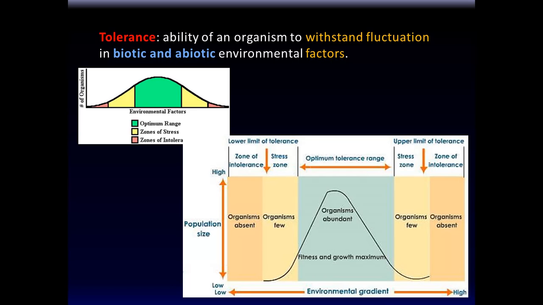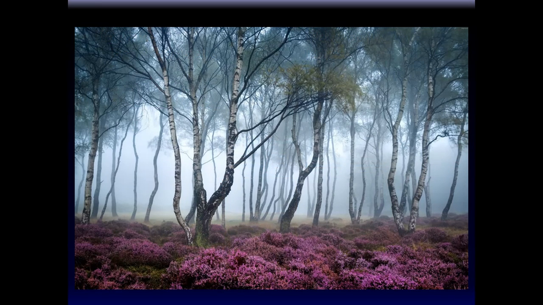So in the optimum range, the organisms are abundant. They grow very well. And then outside this optimum range, in the zones of stress, the population, the number of organisms, begins to decline. And after a while, it gets really, really bad and they begin to die. Okay? That's true for all living things.